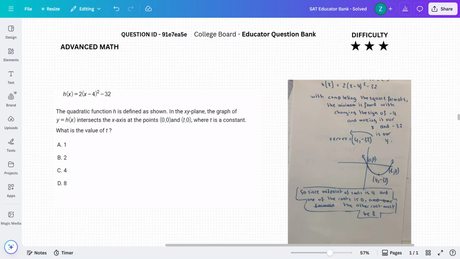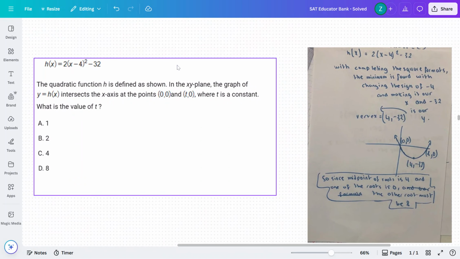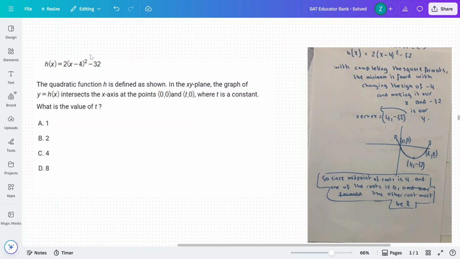So here we're trying to find the other x-coordinate of the root. We already have one, which is 0. The other one we're trying to find as well. Here we notice that this equation is in the form of completing the square. It's a completed square format.